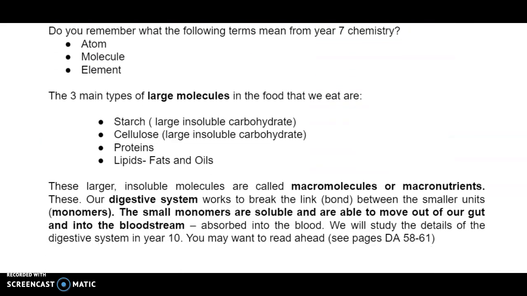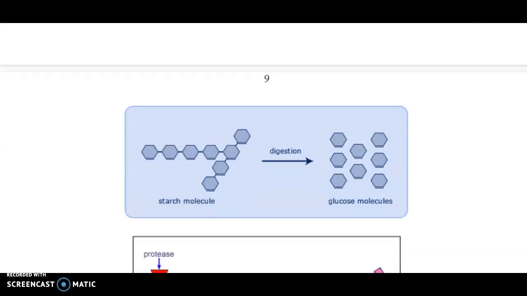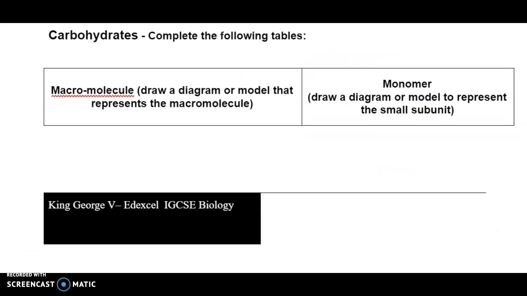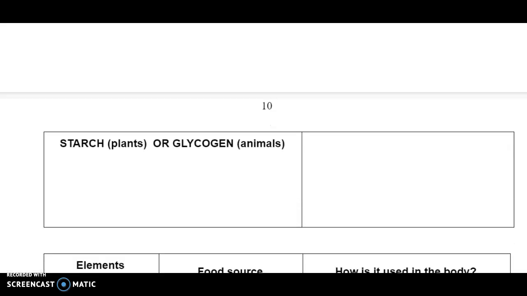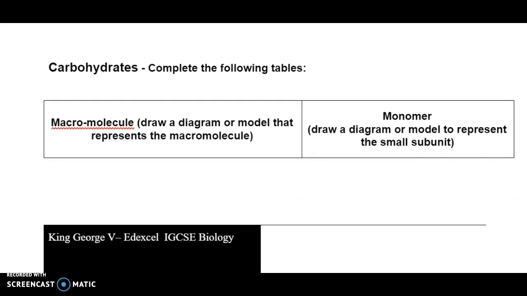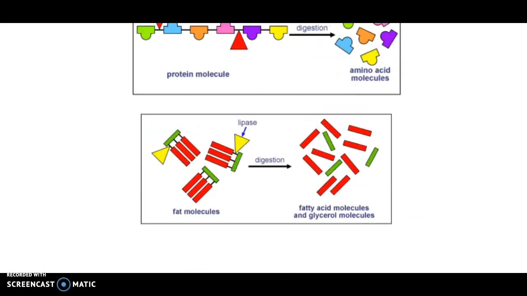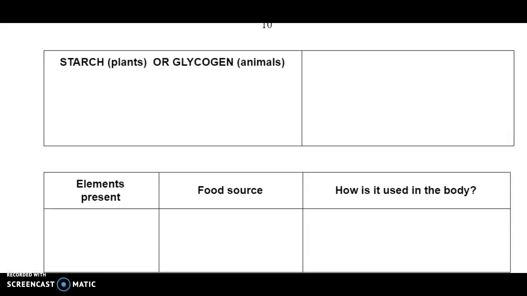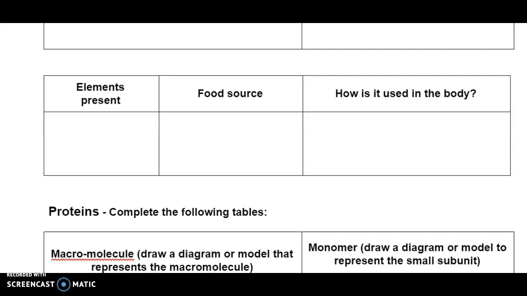So I'm going to read through this and then look at the diagrams. And then I want you to complete the following tables. You just need to draw what starch or glycogen looks like, just very simply. Think about what they look like, maybe go back to the video. And then what a monomer is. So what does it look like? One unit of it. What elements is it present in? What food source? How is it used in the body?